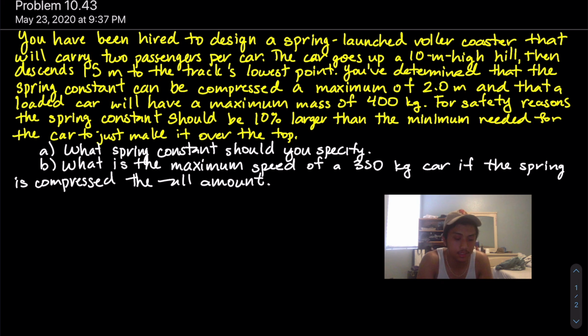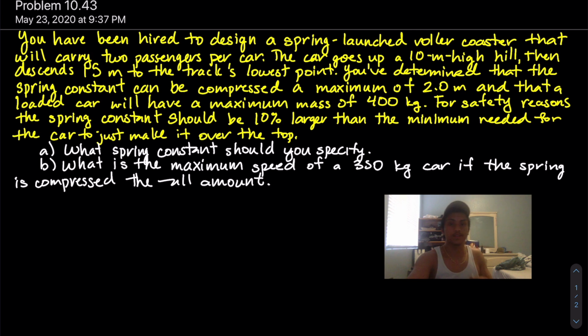You have been hired to design a spring launch roller coaster that will carry 2 passengers per car. The car goes up a 10-meter high hill, then descends 15 meters to the track's lowest point. You've determined that the spring can be compressed a maximum of 2 meters and that a loaded car will have a maximum mass of 400 kilograms. For safety reasons, the spring constant should be 10% larger than the minimum needed for the car to make it over the top. So what spring constant should you specify?